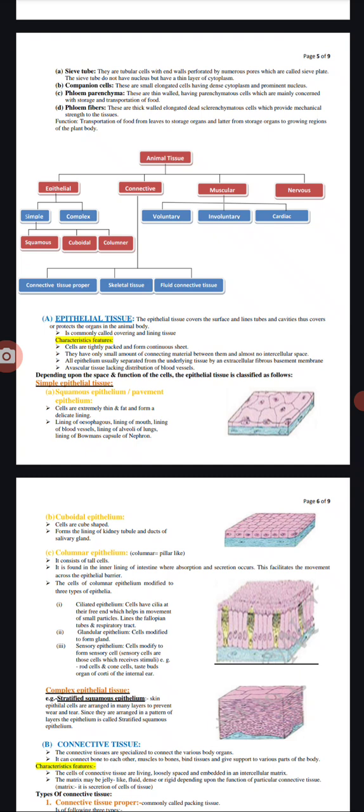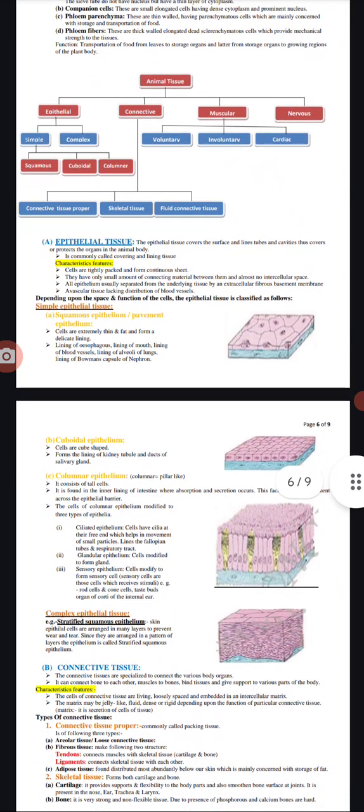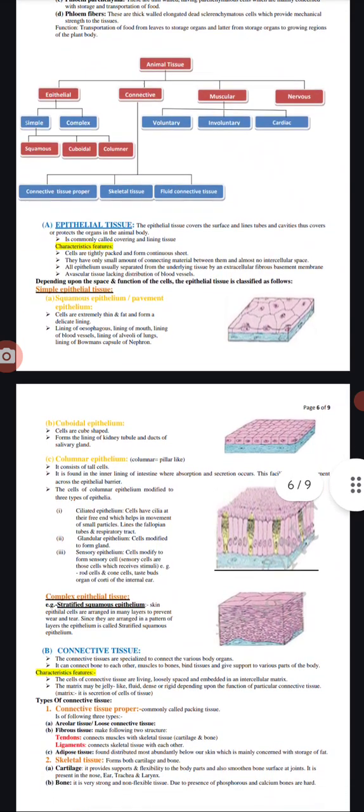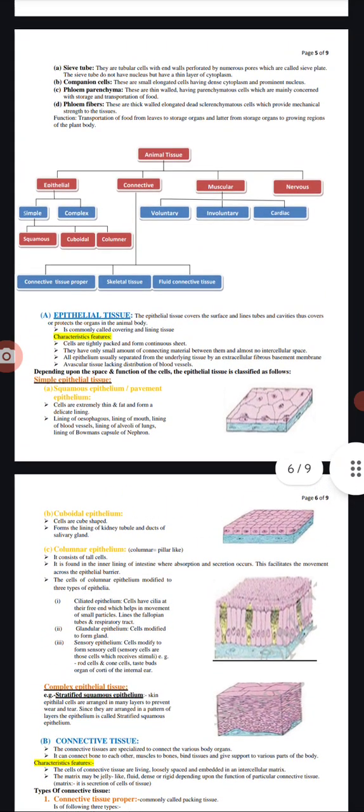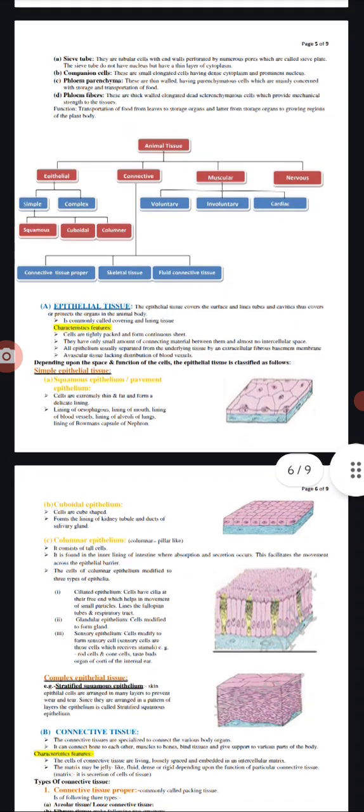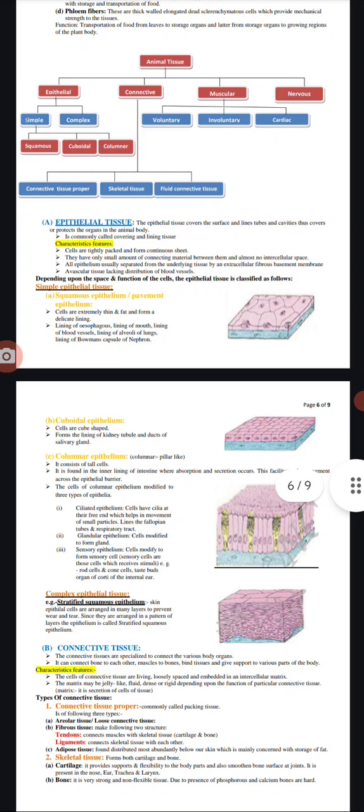Epithelial tissue is present in our body and covers the body. It helps in protection, filtration, absorption of nutrients, and also in secretion. The epithelial tissue is a tightly packed tissue which forms a continuous sheet, and it has no intercellular space. It forms the lining of blood vessels.